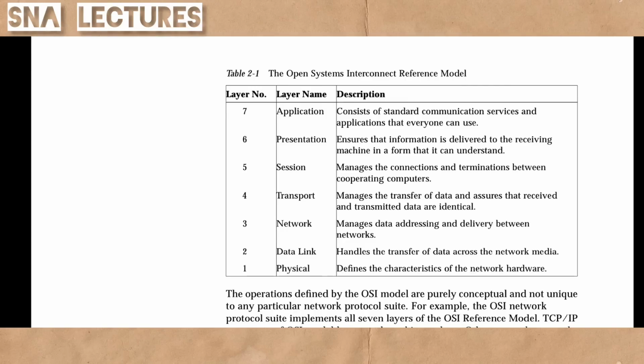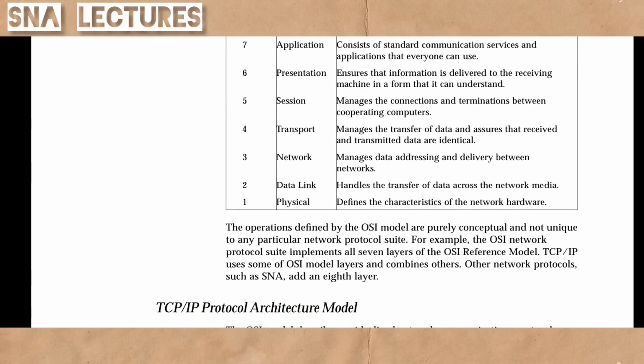Finally, we have the physical layer, which defines the characteristics of the network hardware. Going from the bottom: physical layer defines the characteristics of the network hardware. Next, we have data link that handles the transfer of data across the network. Next, we have network, which manages the data addressing. Next, we have the transport layer that handles the transfer of the data and ensures that received and transmitted data are identical. Next, session, which manages the sessions, connection and termination between the cooperating computers. Next, we have presentation, and application that ensures the interface.